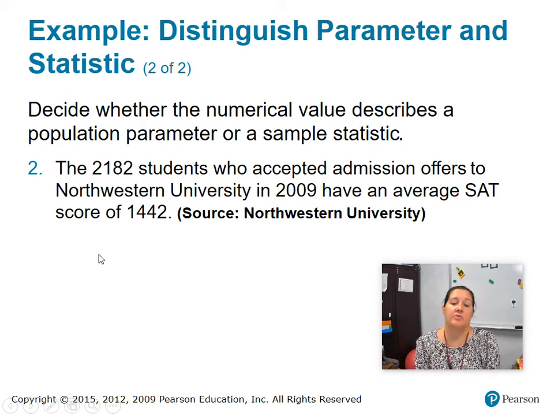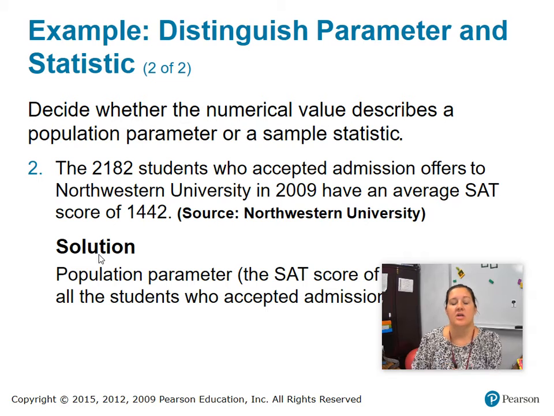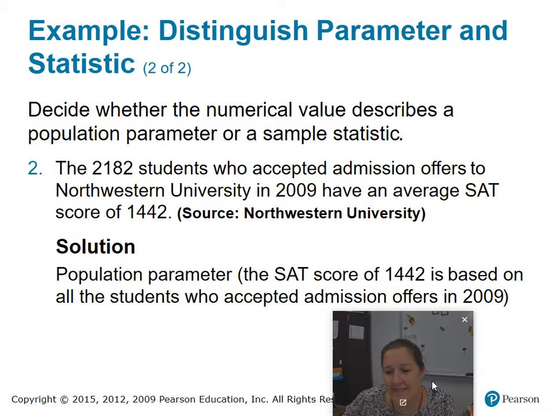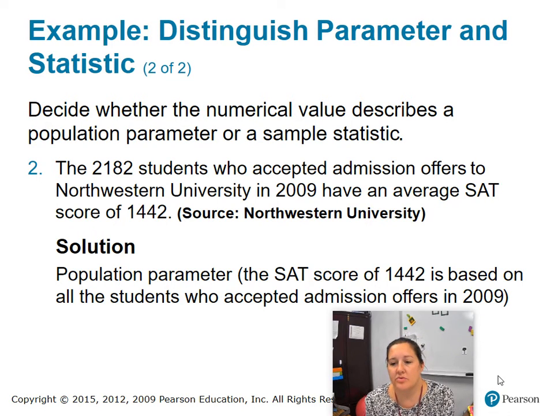All right, the 2,182 students who accepted admission offers to Northwestern University in 2009 have an average SAT score of 1,442. So pause, take a guess. Here's the answer. Population parameter. The SAT score is based on all of the students who accepted the admission. So they didn't survey anybody else. They got them all.